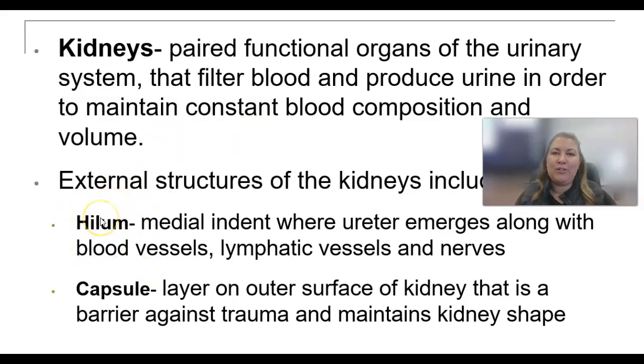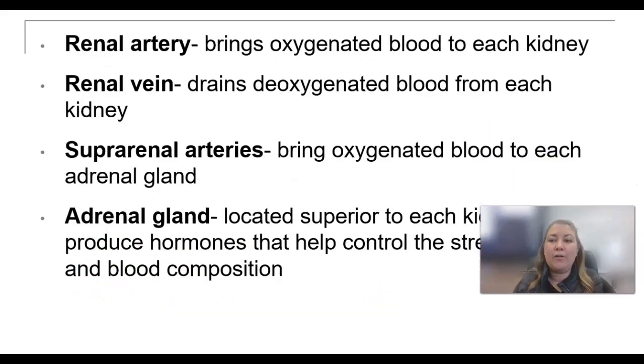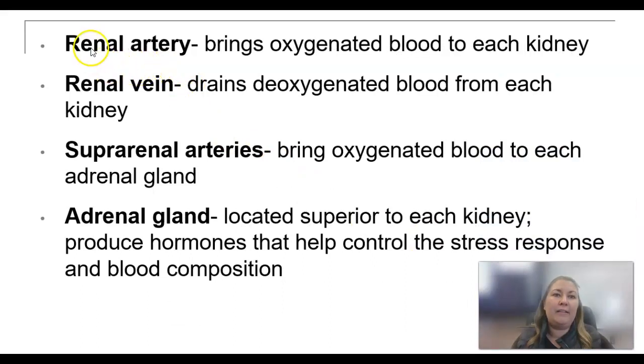The external structures are ones that we've heard of before. A hilum is just a little indentation where all of the tubes enter and exit the organ. And then a capsule is just that connective tissue that surrounds it and helps it keep its shape. Some other tubes that are located in that hilum: the renal artery, which brings the blood to each kidney, the renal veins, which drain the blood from each kidney. The suprarenal arteries are also located in the general region, and they actually feed the adrenal glands.